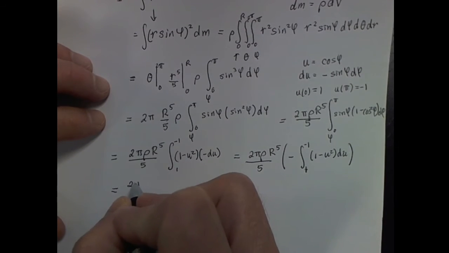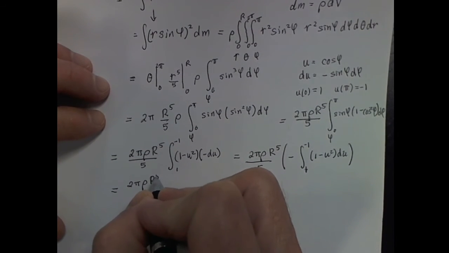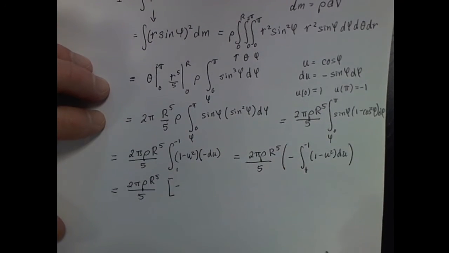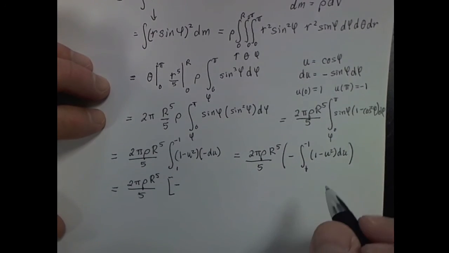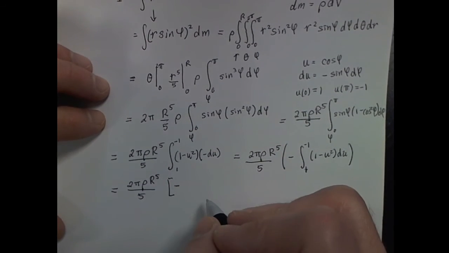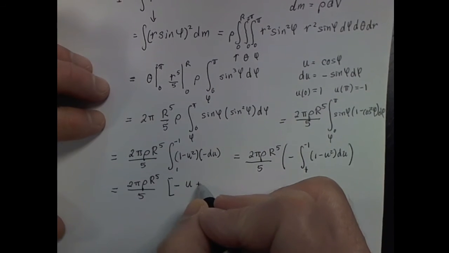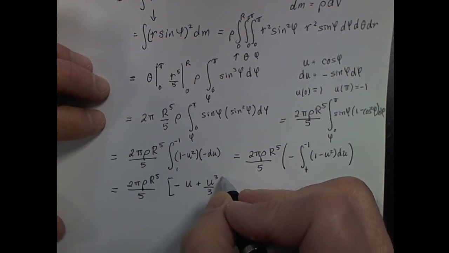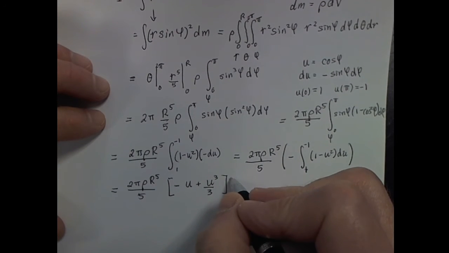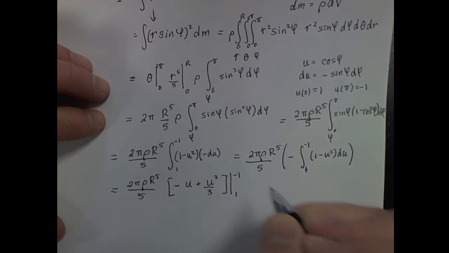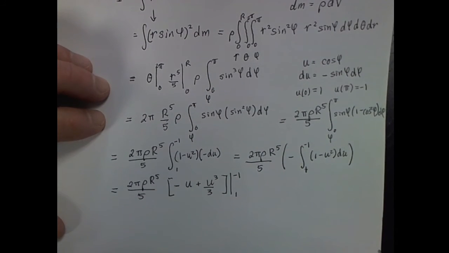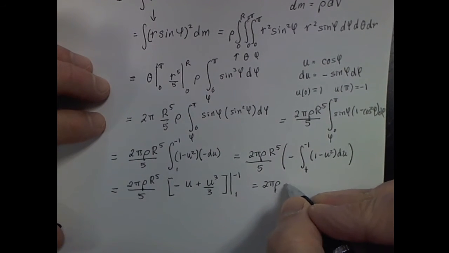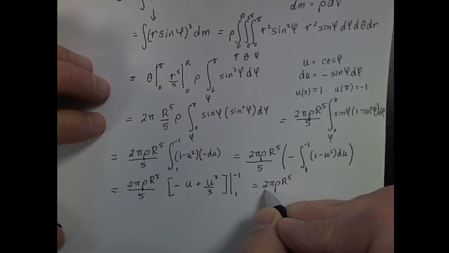So we have 2 pi rho r to the 5th over 5. I'm going to evaluate this now. We have a minus u plus u cubed over 3. That's the integral of these, evaluated from 1 to negative 1. Okay, so let's do that. Let's do the evaluation there. This may get a little messy. I hope I don't run out of paper.